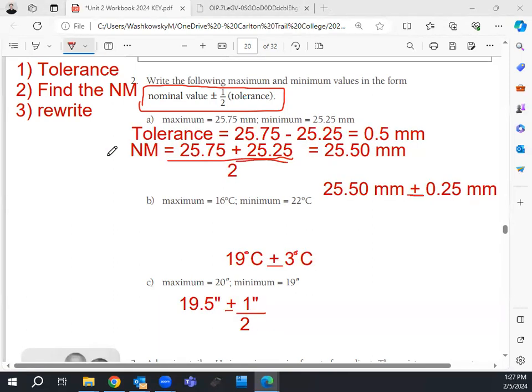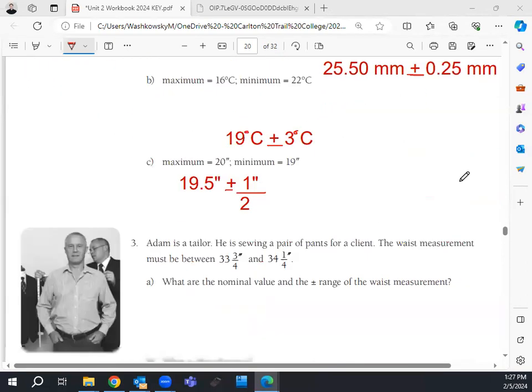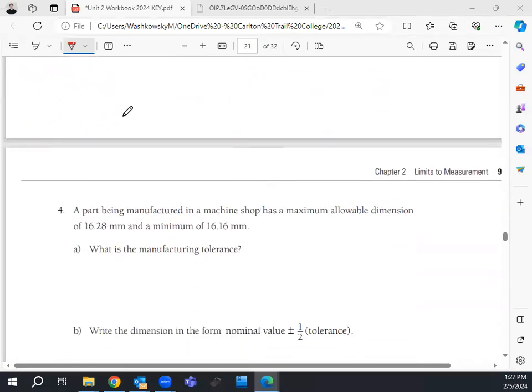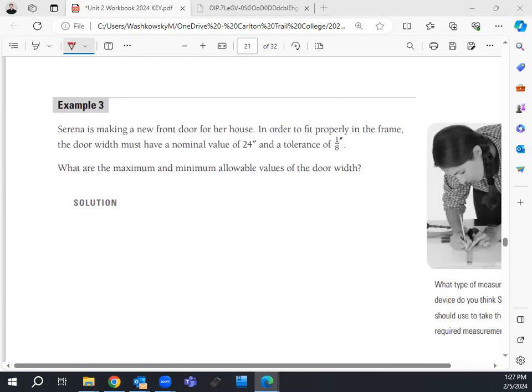Resume recording here. So again, you find your tolerance, you find your nominal value, and you put that into your equation here, and you get what you need. So we're actually going to scroll down a bit. I'll give you guys a chance later to try these out. Again, really important, if you don't know what you're doing, ask for help. We're going to go straight down to this 3rd example.